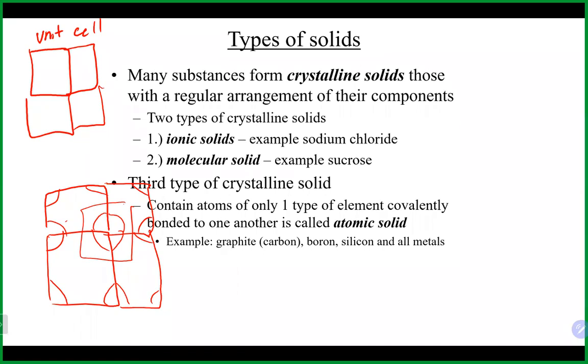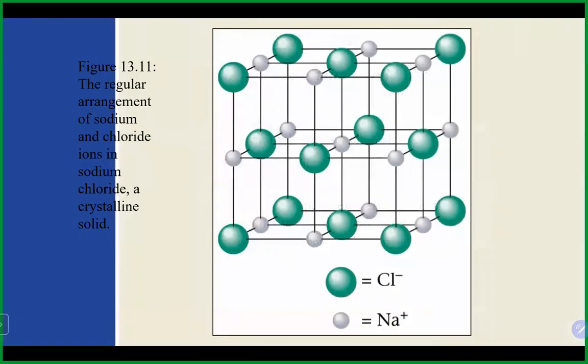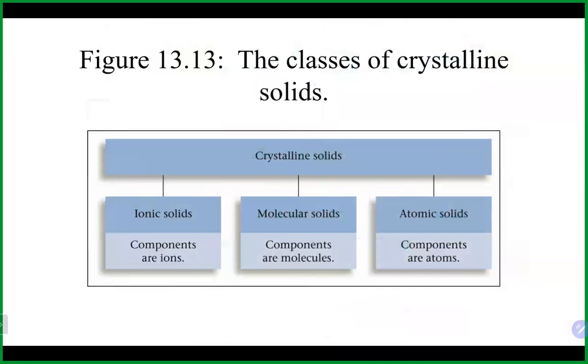A third type of crystalline solid is an atomic solid, and it contains only atoms of one element, like graphite, carbon, boron, silicon, and all the metals kind of come together in an atomic solid. And here is an ionic solid, and again, you can see these represent the ions. The bigger circles represent the negative ion, right? Because they gained electrons. The smaller guy is the positive one, right? Because they lost electrons. And again, they rearrange themselves in a way that maximizes the attractive forces between each other and minimizes the repulsion forces together.